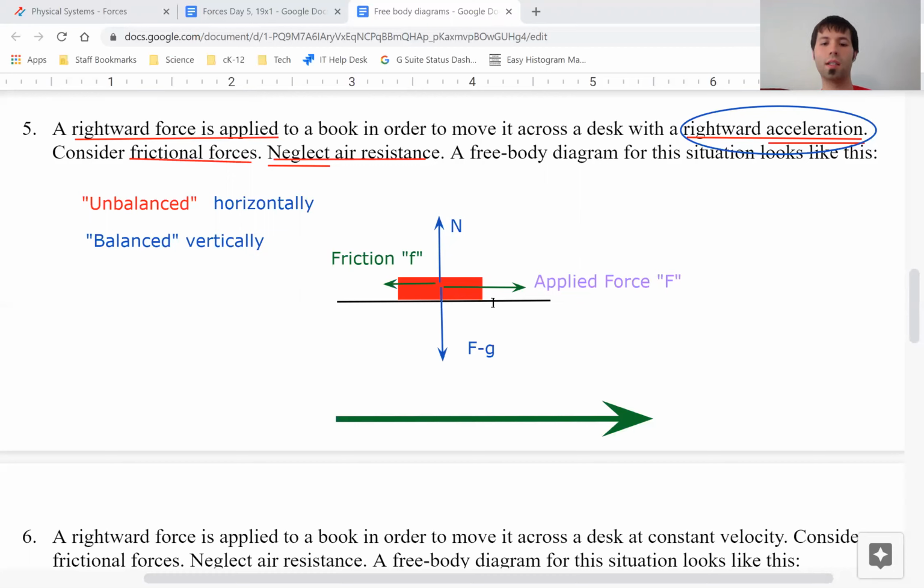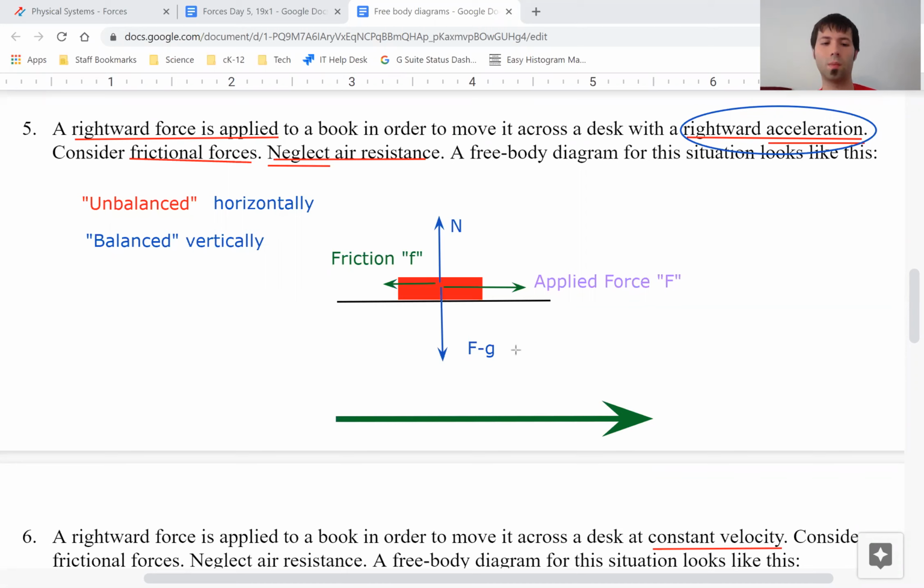Now the next one is actually very similar. I'm going to read it from the bottom of the screen. I hope you guys can read it too. I don't want to take my time to draw the entire thing, so I'm just going to read this. A rightward force is applied to a book in order to move it across the desk at constant velocity. So this time, I have constant velocity. That's really important. That means it's still going to the right, but it's going at constant velocity.